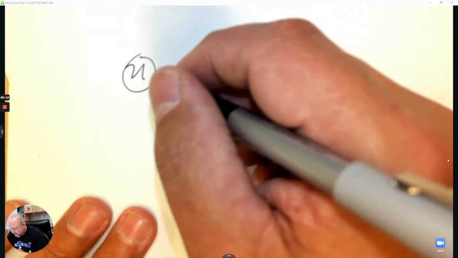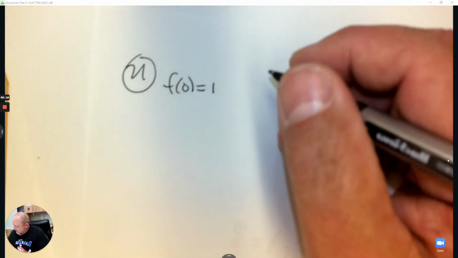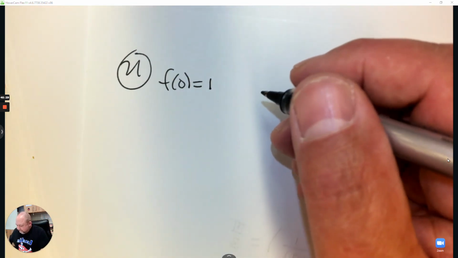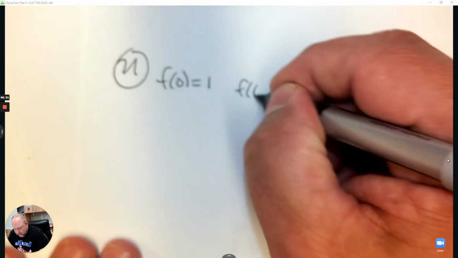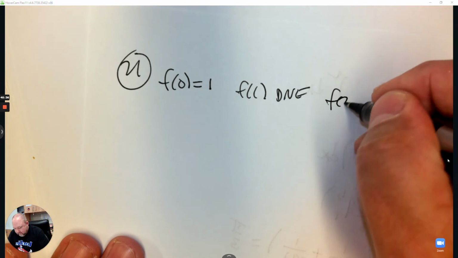All right, 21. See how many more we can get done here. Sketch a graph for f of x given the following. So we have f of 0 equals 1. F of 1 doesn't exist, so it's like a hole. All right, this is now a review question. F of 2 equals 2.